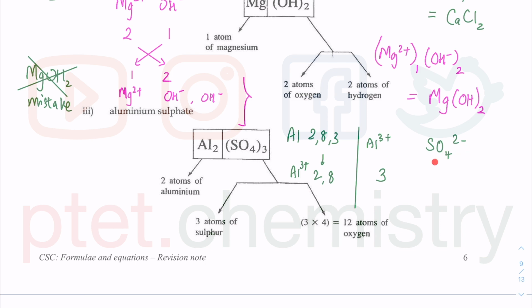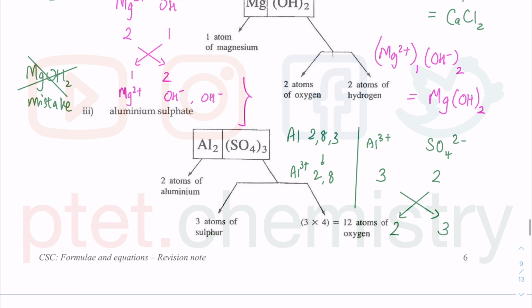Keep on pronouncing it and keep on writing it until you're very good with all the polyatomic ions. There are around 5 or 6 of them. Make sure you master all of them: their name, their formula, their writing, their pronunciation. SO4 minus. So the valency is 2. Cross multiply. So 2 goes to the left hand side and 3 goes to the right hand side.